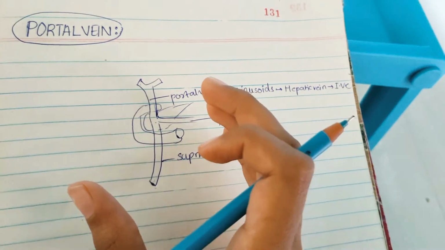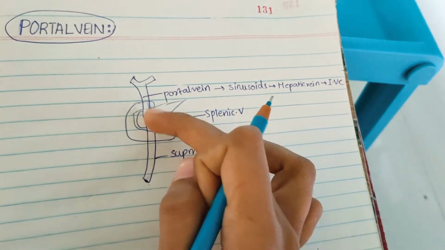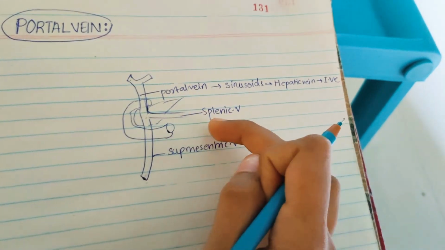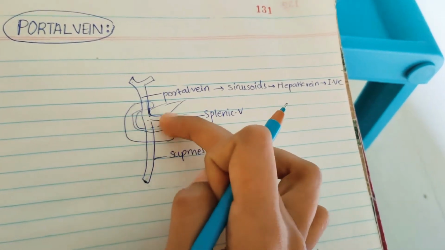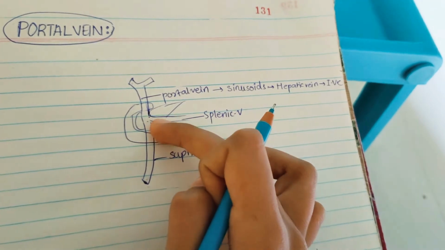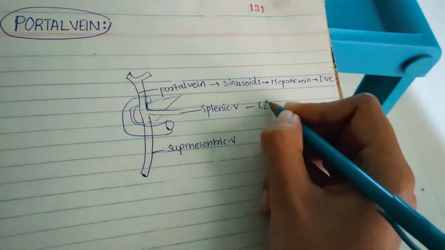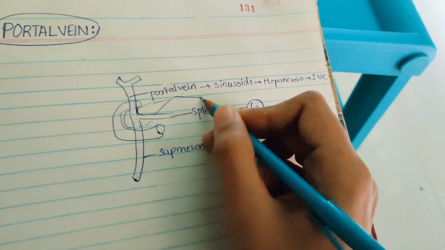Now let us see how it is formed. The portal vein is 8 centimeters long. It is formed by the union of the superior mesenteric vein and the splenic vein behind the neck of the pancreas at the level of the L2 vertebra. So at the level of the L2 vertebra, the portal vein is formed.